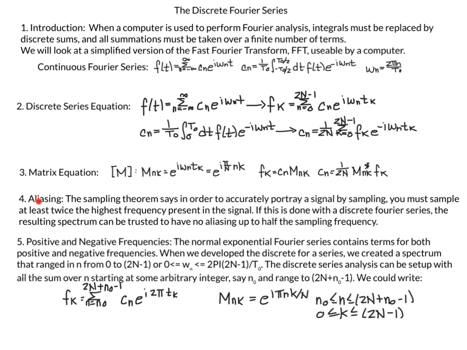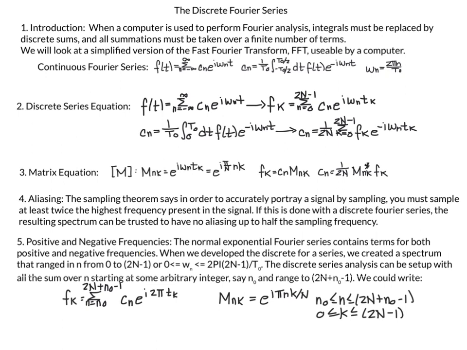We'll discuss aliasing. The sampling theorem says in order to accurately portray a signal by sampling, you must sample at least twice the highest frequency present in the signal. And we'll very briefly touch on positive and negative frequencies, which says that the normal Fourier series contains terms for both positive and negative frequencies.